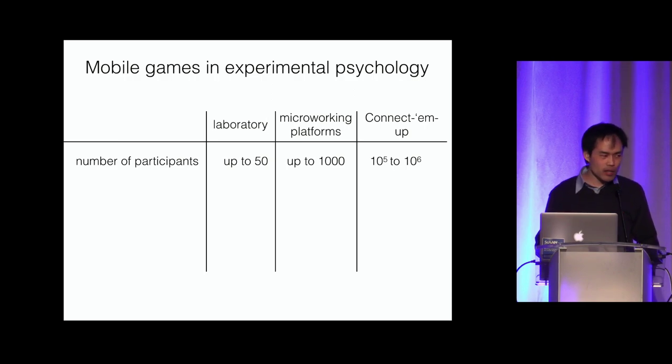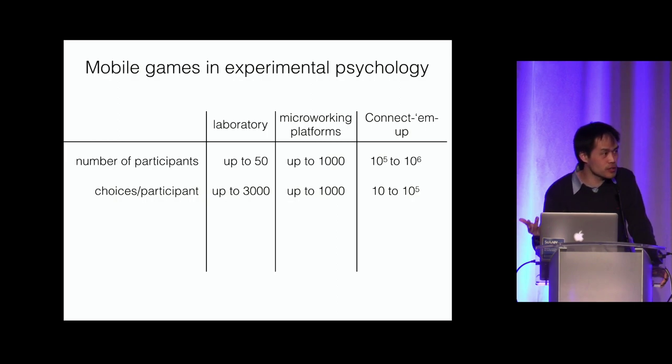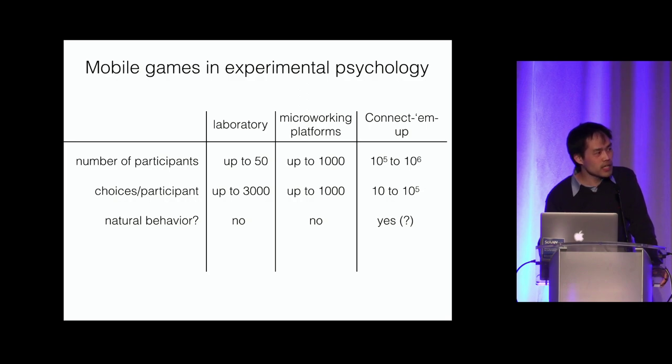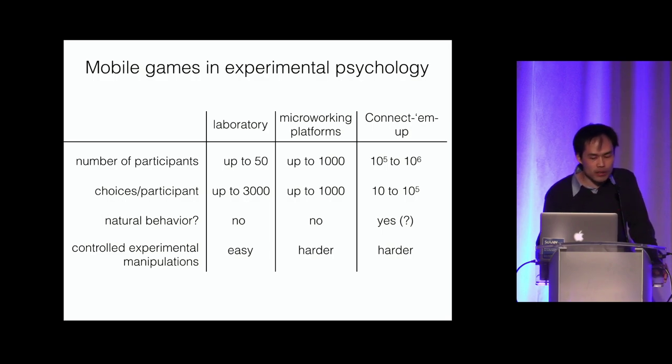Building on what Sam said, there is a growing trend in collecting data using mobile games. You can get many more participants. In Connect Them Up, the title that Peak gave to our game, we get 100,000 to 1 million participants. In comparison, Amazon Turk would pale. The number of choices per participant you cannot control, but you sometimes get very large numbers. Also, as Sam made the point, you could argue that if people play the game on the phone for fun, it's more natural behavior than if you bring them in the lab and they can't wait to get out of the lab. The downside is that controlled experimental manipulations are a little bit harder, and that really depends on how willing your partner is, and we're working on that.